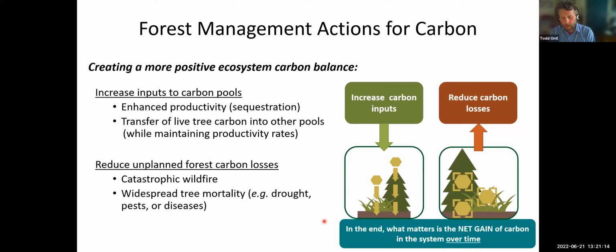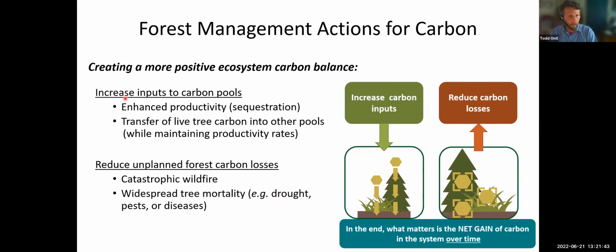What matters over time is that we see a net gain. And it's important to note that carbon dynamics and carbon fluxes often occur at slow rates. So the time scale that we're talking about for these changes is often decades to centuries, but not always, as we'll see in some of the slides coming up.